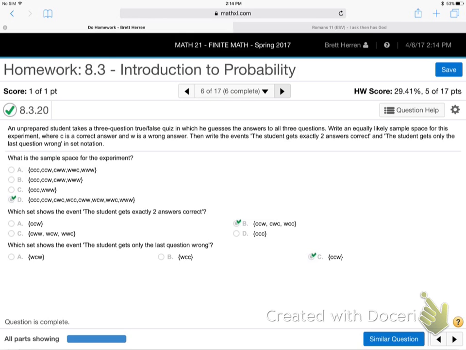Or only the last one's wrong, the middle one's wrong, the front one's wrong. Or, I'm just going through the various possibilities. You could have all 3 right, only the last one wrong, the middle one wrong, the front one wrong. Or there could be 2 wrong. Only the front one's right, the middle one's right, or the back one's right, or they're all wrong. Those are the different things that can happen.